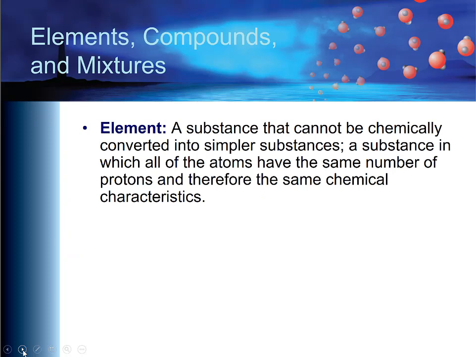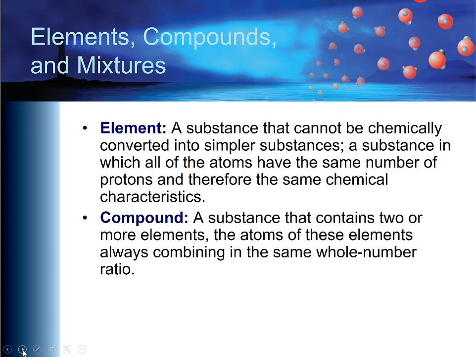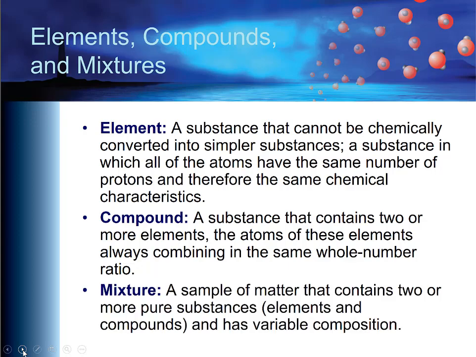All right, so just to refresh our memory, an element is on the periodic table. It can't be converted into anything simpler, and it's made up of all of the same kind of atoms. A compound has two or more elements that have undergone a chemical reaction, and these always have the same whole number ratio, like H2O. So it has to be whole number. And then a mixture, remember, we just mix them together. It can have any composition. There isn't a set recipe for that.